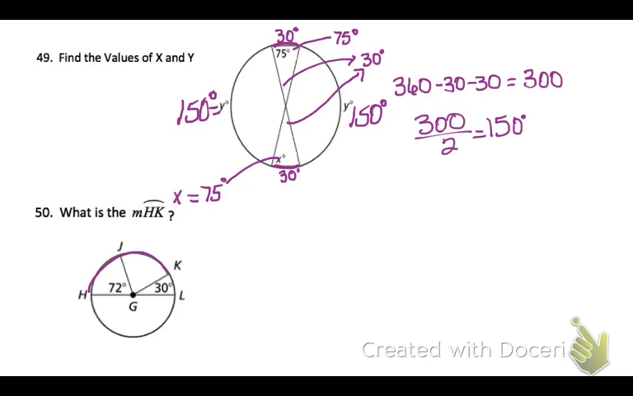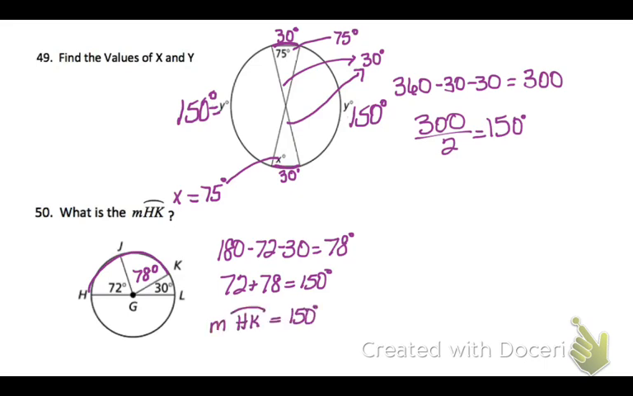And I'm going to do that by taking the semicircle and subtracting the two angles out of that semicircle that I know. And that's going to give me that the measure of JGK is 78 degrees. And then I can just add 78 and 72 together to get that the measure of arc HK is 150 degrees.